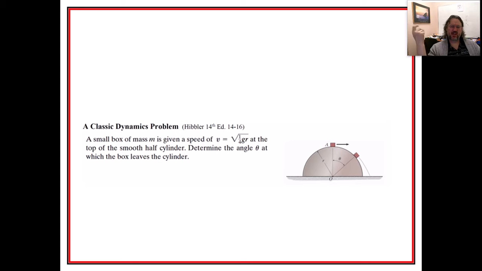It's like fair game. So we have this small box of mass m. It's given a speed here. They tell you the speed, and I don't know why they set it to square root of g times r, but they do. They don't have a numeric problem. And at the top of the smooth cylinder, somebody's shoved it, right? And it's smooth. So we want to determine the angle at which the box leaves the cylinder. There's a whole bunch of principles that we want to try to work through as part of this.